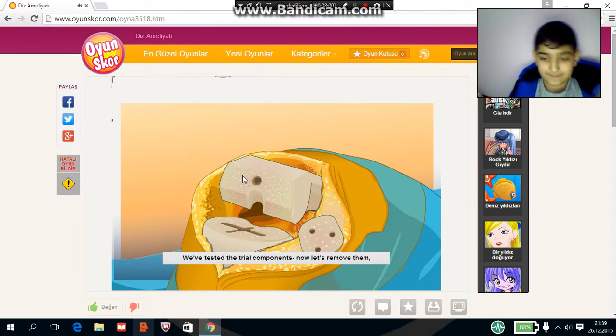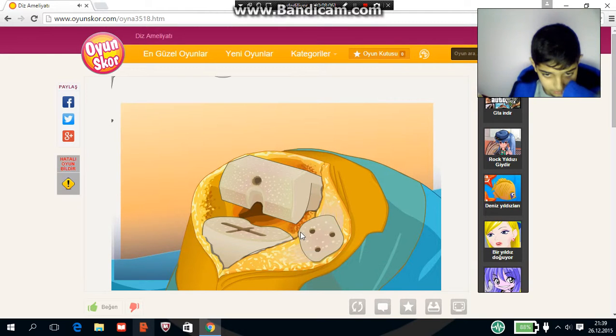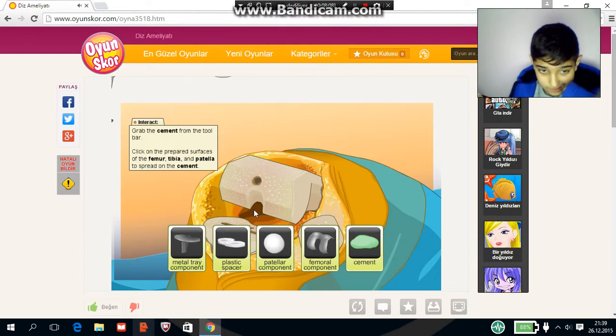Now let's remove them and prepare for the permanent components by applying a special cement compound that binds metal and plastic to bone. A scrub technician has mixed up a batch of cement for you to use.